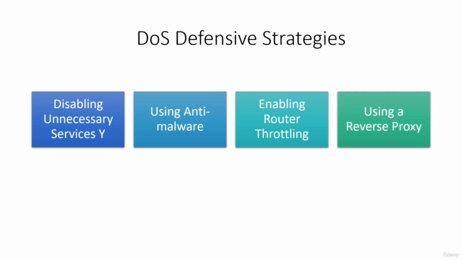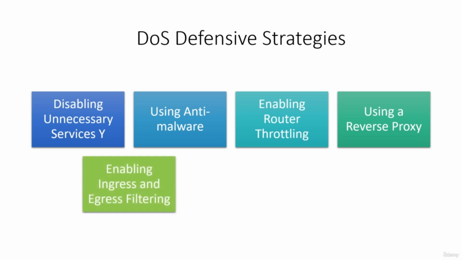Using a reverse proxy. A reverse proxy is the opposite of a forward or standard proxy. The destination resource, rather than the requester, redirects the traffic. For example, when a request is made to the web server, the requesting traffic is redirected to the reverse proxy before it is forwarded to the actual server. Enabling ingress and egress filtering. Ingress filtering prevents DoS and DDoS attacks by filtering for items such as spoofed IP addresses coming in from an outside source.